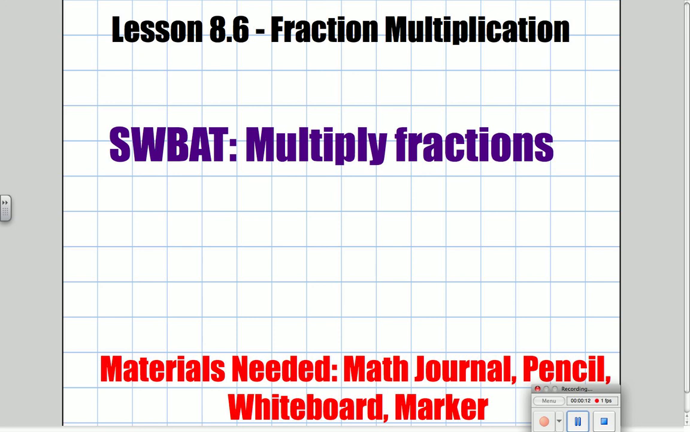The materials you will need are a math journal, pencil, whiteboard, and marker, but I'll be honest, you really need the math journal and pencil. The whiteboard probably won't come into much use for you today.